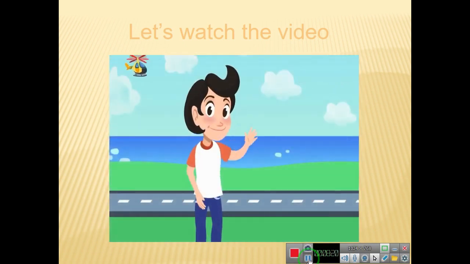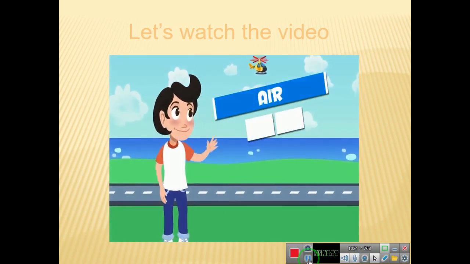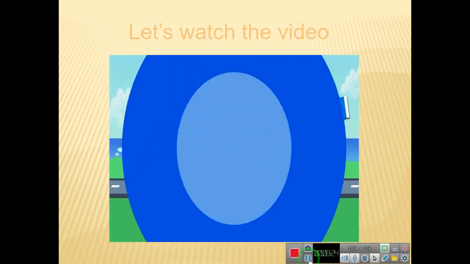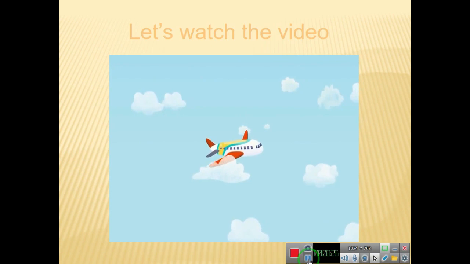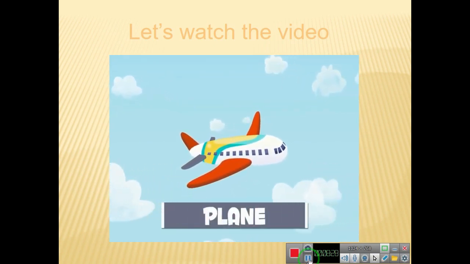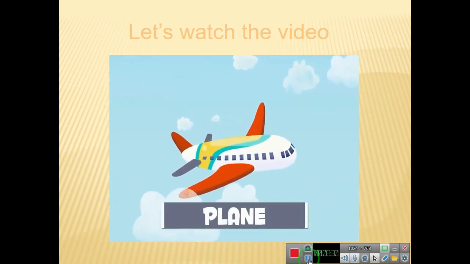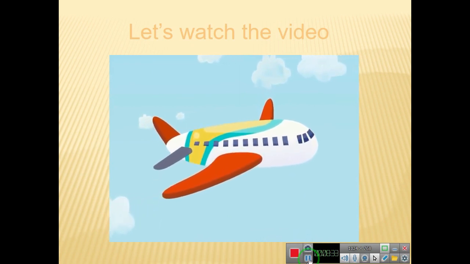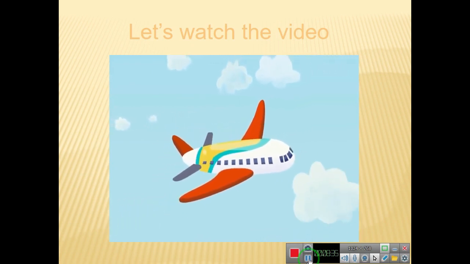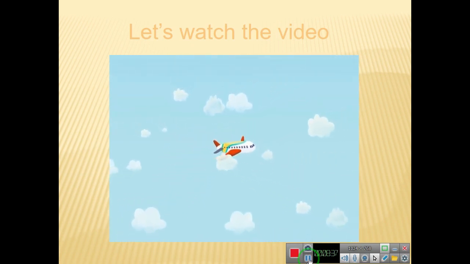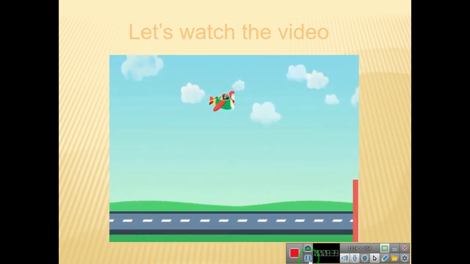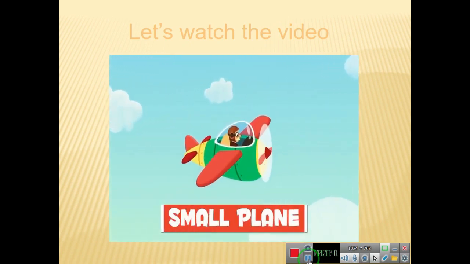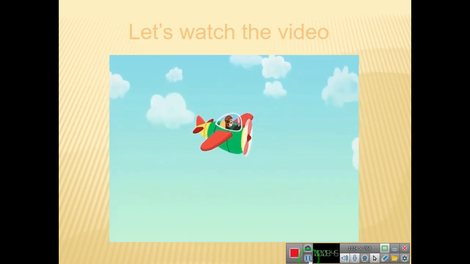Hi everyone. Today it's time we learn about air transportation. This is a plane. It's really big and has been designed to travel long distances. We could go from London to Hong Kong and have a trip around the world. This is a small plane. It can only fit a small number of people. It can fly lower and closer to the ground.